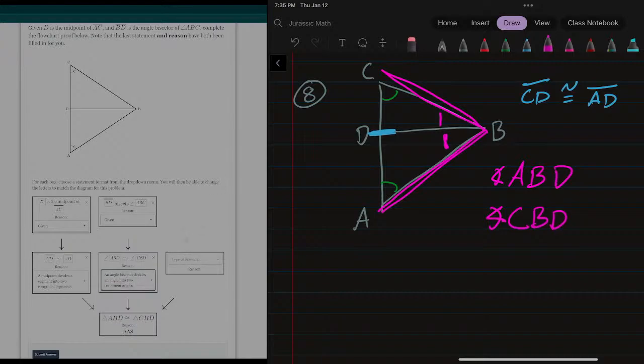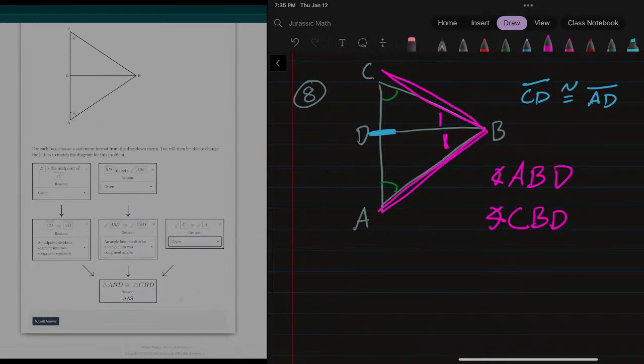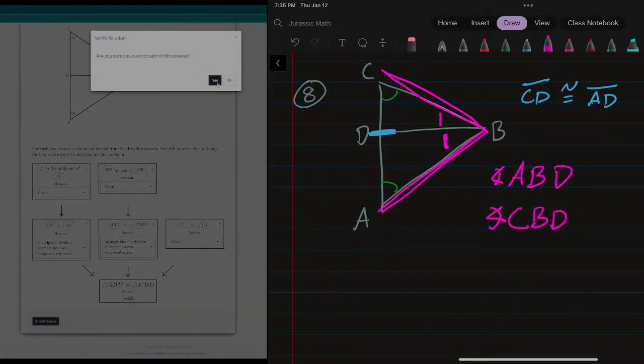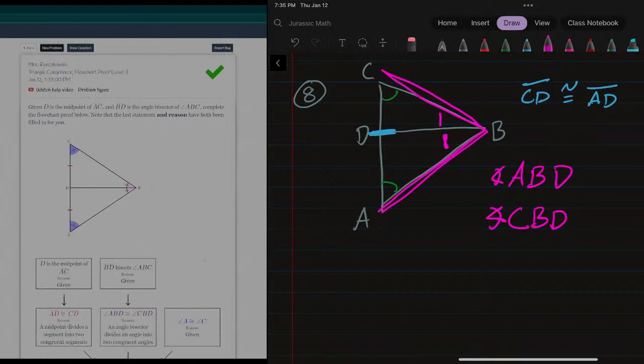And my final reason is going to be the given, which is angle C and angle A. Now, for these, I can say angle C and angle A because there are no other angles by there. There's only one angle. And that's going to be a given. Angle, angle, side. I have two angles. I have a side. Submit. And it worked. So that's it.